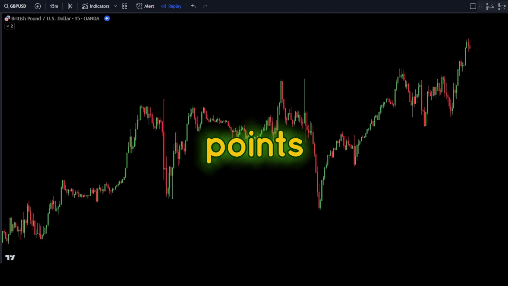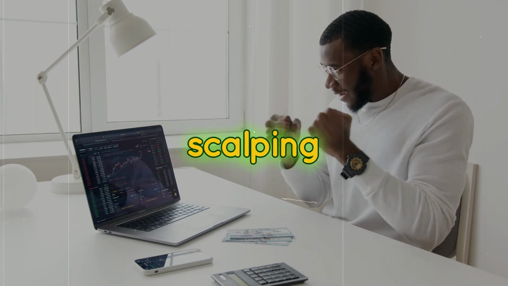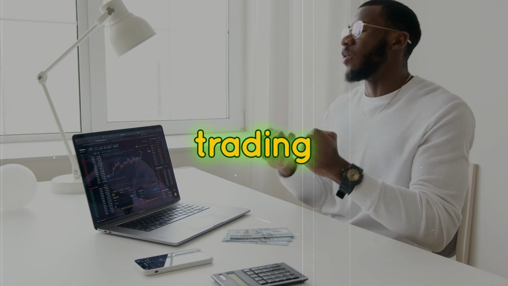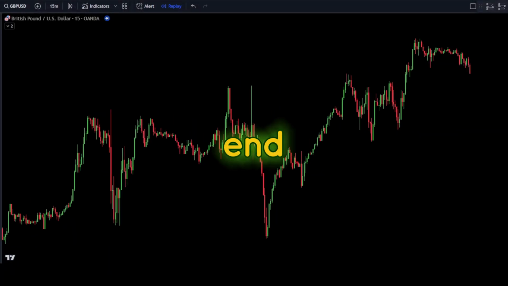and exit points. We will provide the two best entry techniques that you can use when using this scalping strategy with the order block trading strategy. So, make sure you stay tuned to this video until the end.